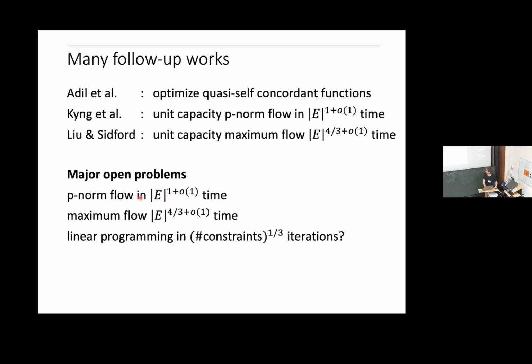So we have p-norm flow in number of edges to the power 1 plus little o(1) time. It'd be exciting. Maybe be careful with that one. There could be people working on it already. And the big difference here is this is unit capacity, right? It's a nice algorithm, but it uses a big hack to work. And that hack does not exist once you go away from unit capacities. So it would have to be a more natural approach in order to remove the capacity restriction. Can you get maximum flow to go faster?